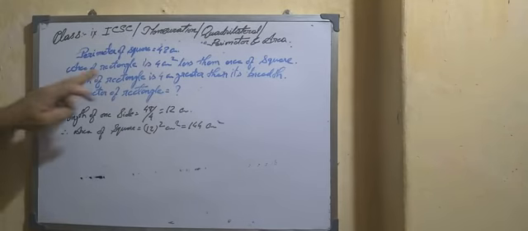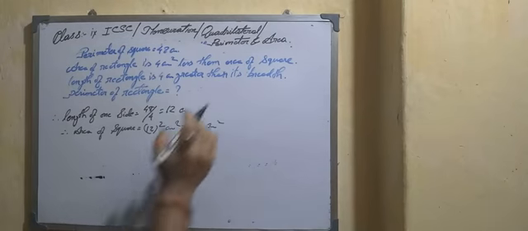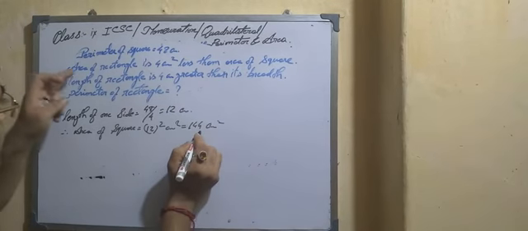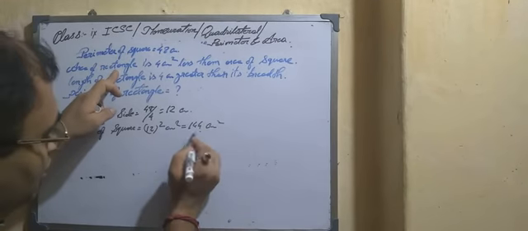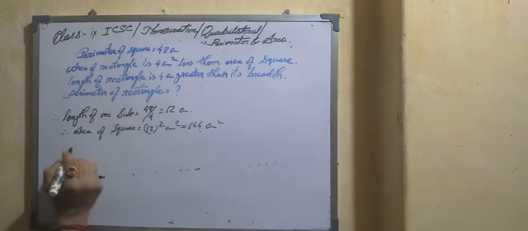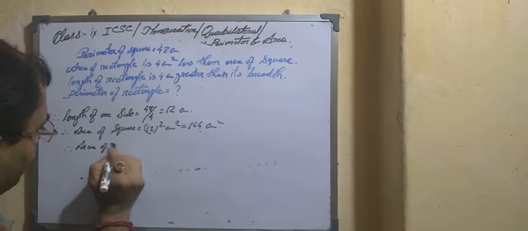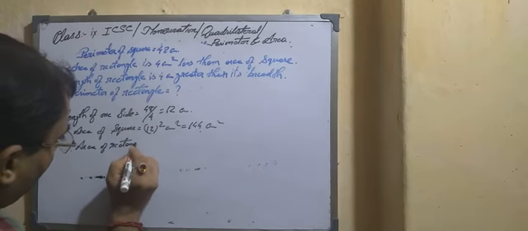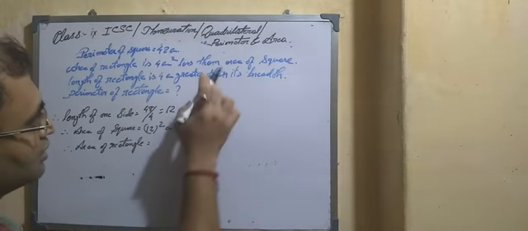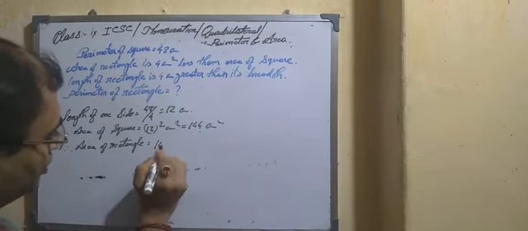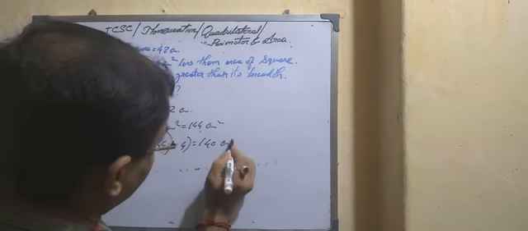Okay, now area of rectangle is 4 centimeter square less than the area of square. So what is the area of square? That is 144, and area of rectangle is 4 less, that means 4 will be subtracted from here. Therefore area of rectangle is 144 minus 4, that is 140 centimeter square.